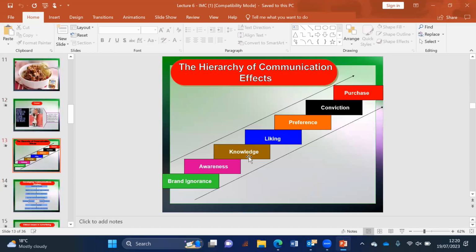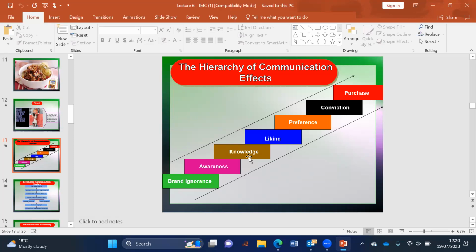Okay, let's look at hierarchy of communication. So first of all, when your customer doesn't know about your brand, it's called brand ignorance. They're not aware that your brand is available. So the first step is they become aware of it. So they just heard about it.